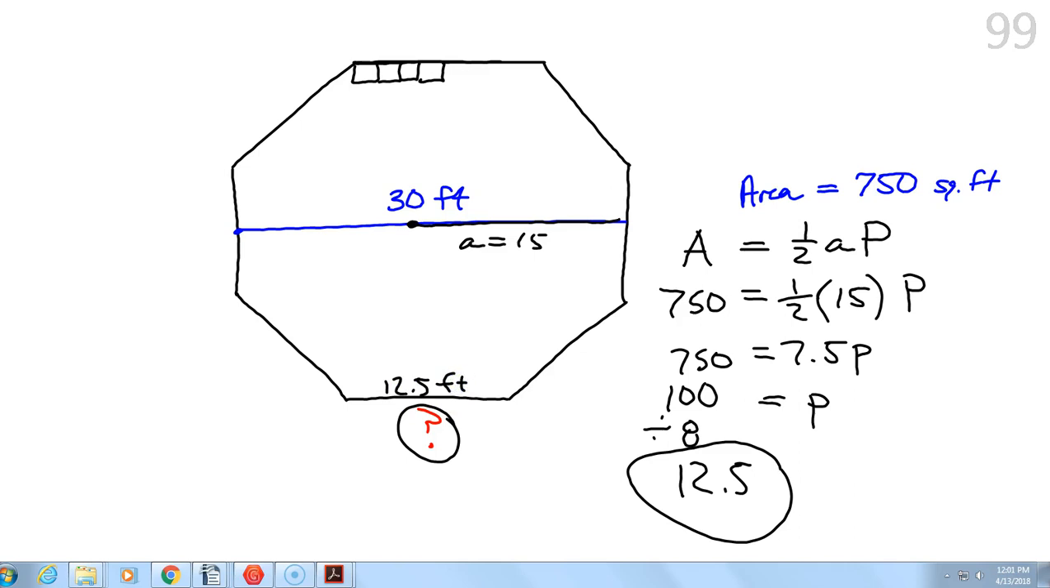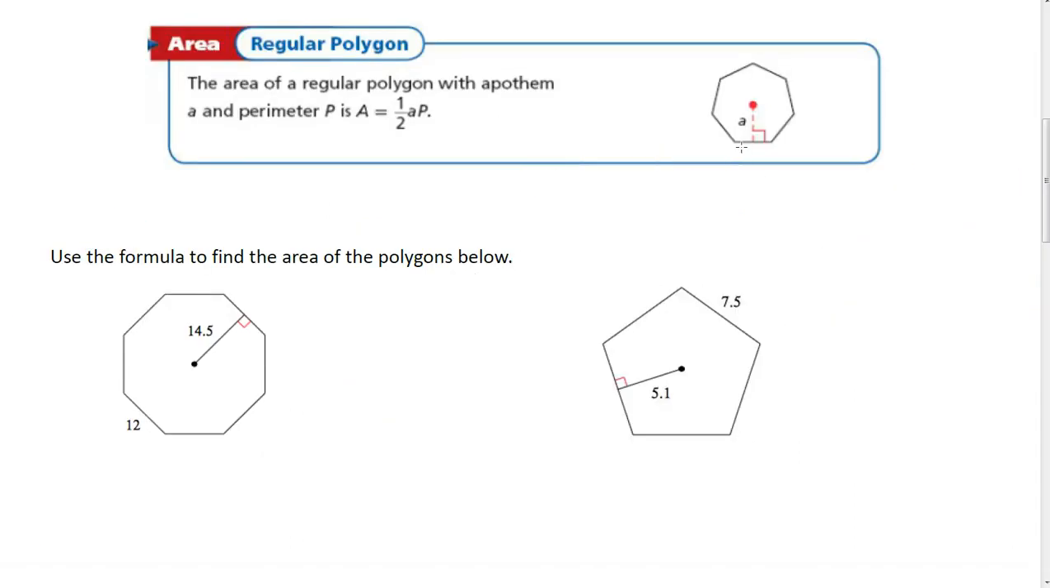So that would be like a mid-grade problem. We didn't need trig, we didn't need Pythagorean theorem, but we did have to work backwards because we were given the final answer. So be prepared to be able to do that. All right, let's jump into some.